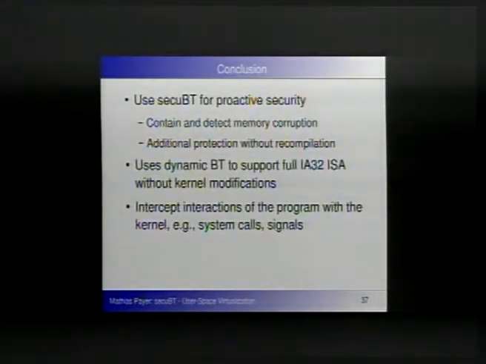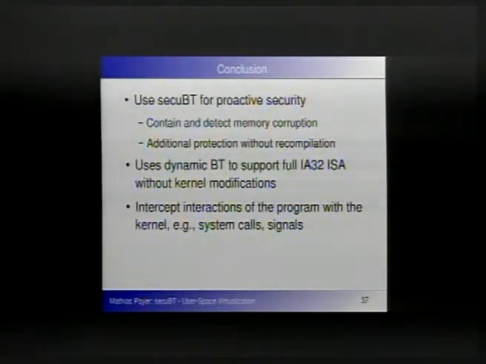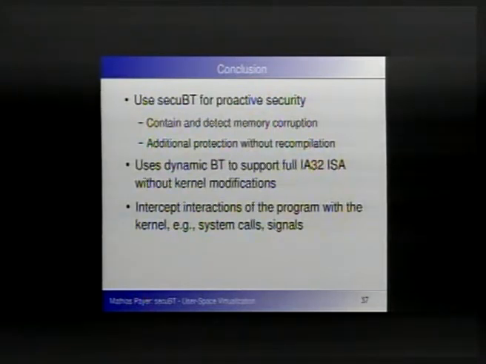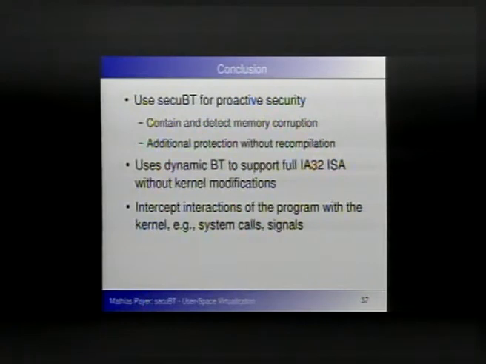You can use the binary translator to support the full IA32 ISA without kernel modifications and add some user-space virtualization scheme around running processes. You can intercept all interactions of the program with the kernel based on system calls, signals, everything, and redirect these to your user space implementation to play around with different implementations and different things.